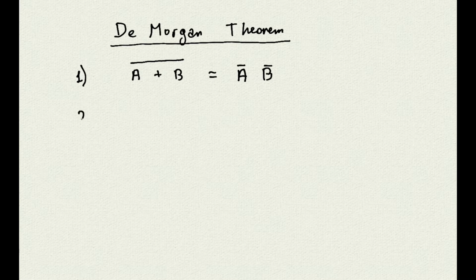The second form of the theorem starts from the NAND Boolean expression. This time we change the AND into an OR, and we split the NOT bar between the inputs A and B like this.